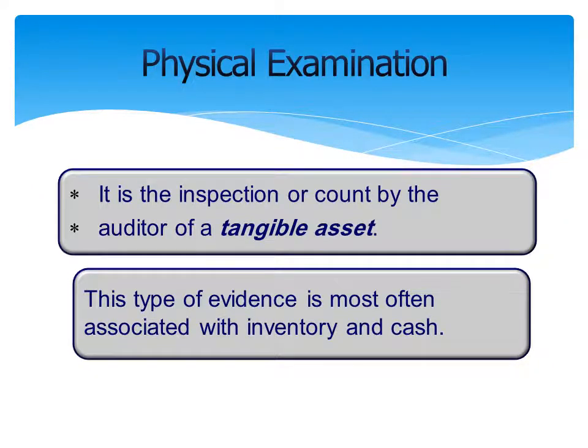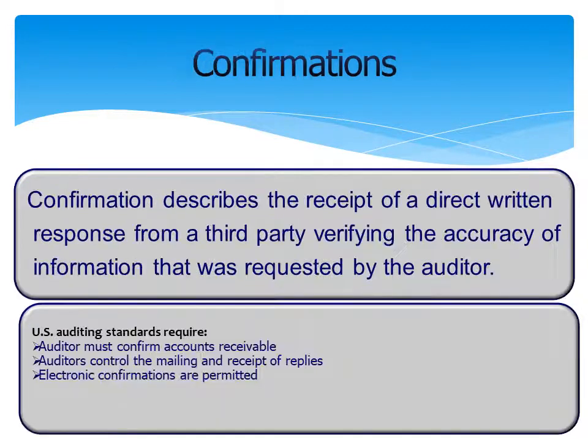Number 1. Physical examination means inspection or count by the auditor of tangible assets like cash, inventory, and also securities. Number 2. Confirmation. Confirmation means receipt of a direct written response from a third party verifying the accuracy of information. Confirmation is highly reliable because it comes from a third party, but it is relatively costly.